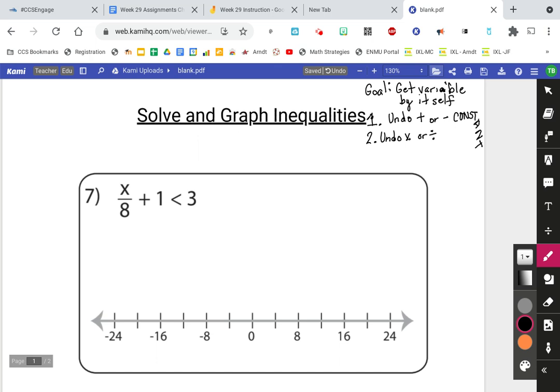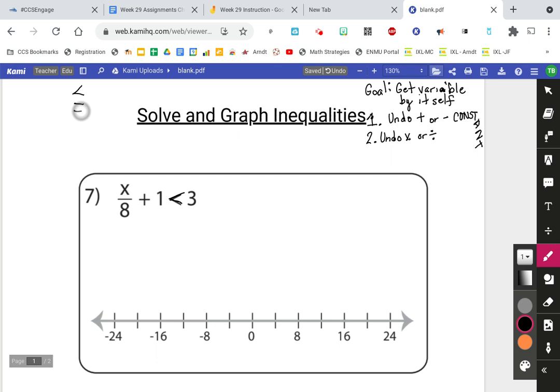So anyway, let's go ahead and try to solve this inequality. I also want to give you another heads up. Notice that this inequality, x divided by 8 plus 1 is less than 3. Now, kids will start off, when they first start with inequalities, they'll start off with a less than symbol or whatever symbol, greater than, less than or equal to.